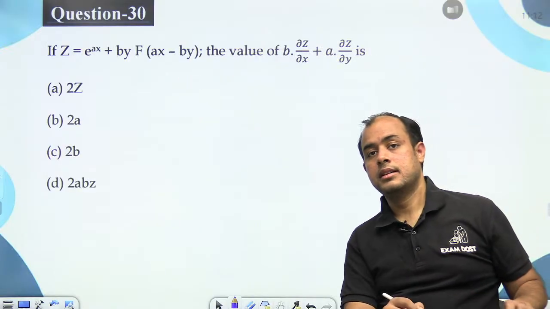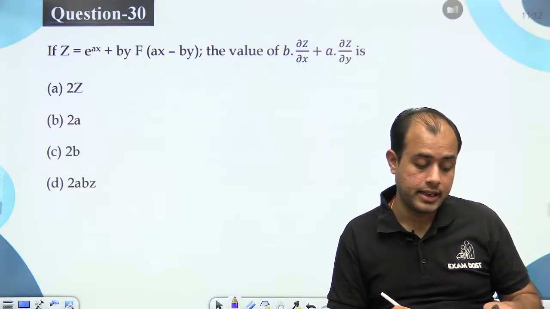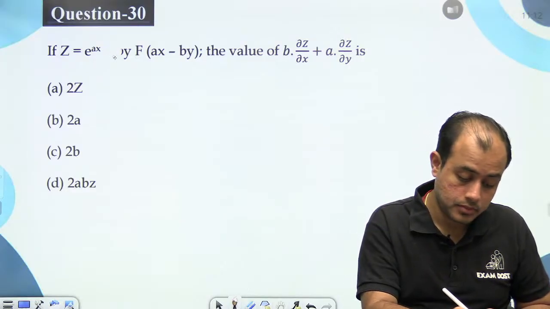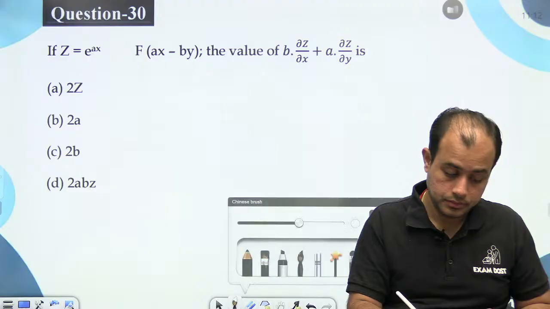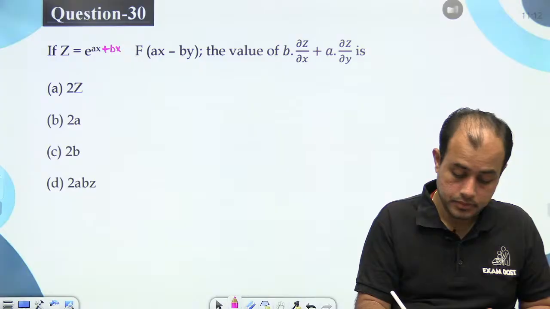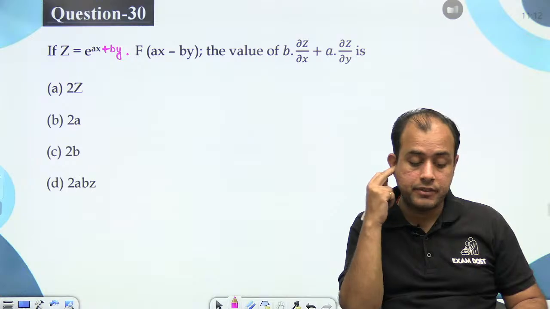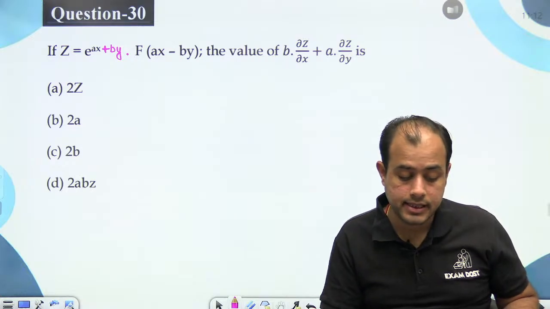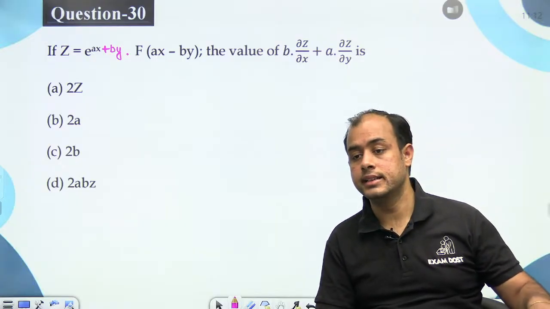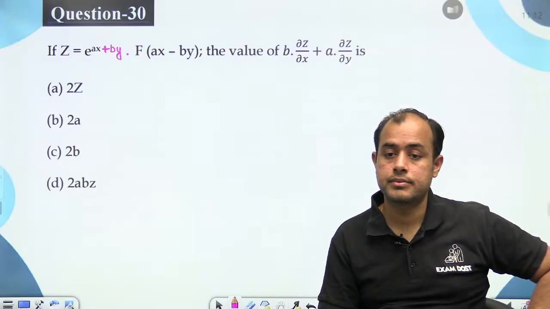Okay. Try the next one. z is equal to e to the power ax plus by, times f of ax minus by. Find the value of b del z by del x plus a del z by del y. Try this. Try this, it is a slightly unique question.